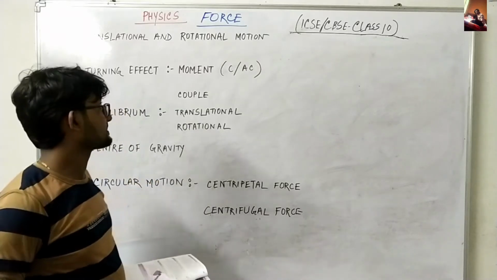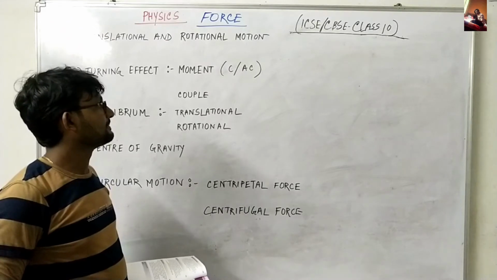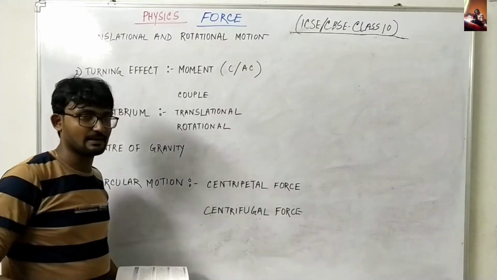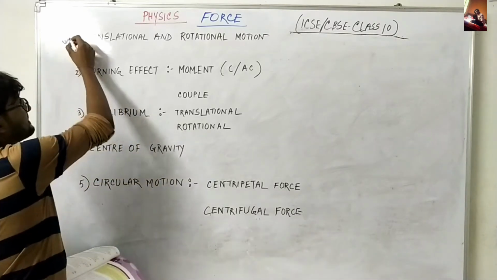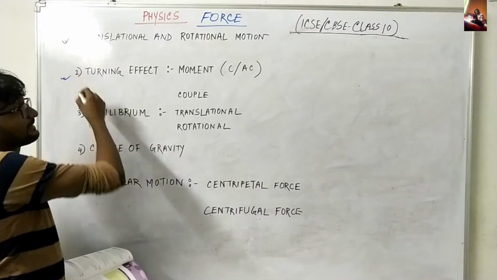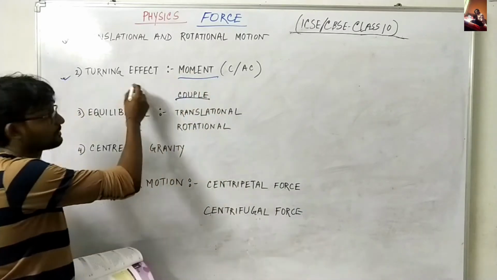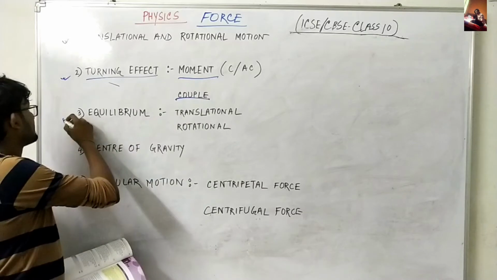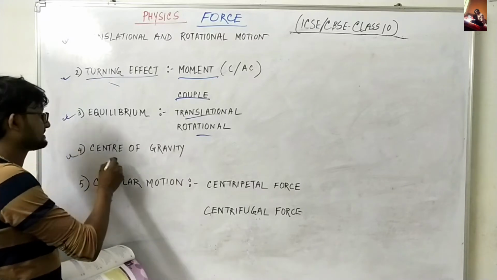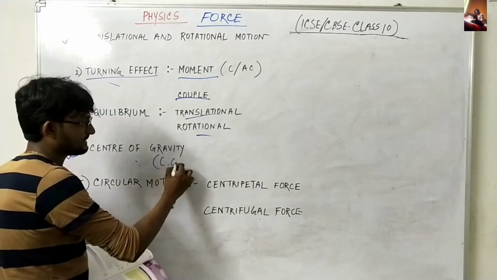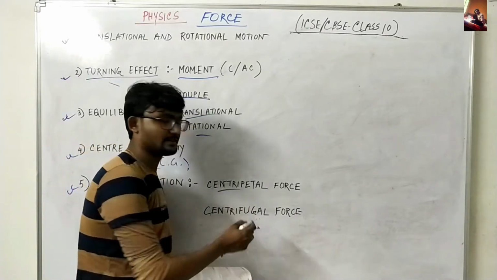In today's class, I'm going to discuss force, which is included in the class 10 syllabus, and mainly the parts that you need to know before we go into the chapter: what is translational and rotational motion, what is the turning effect, with terms like moment and couple. These are all included in the turning effect part. Number 3 is equilibrium, translational and rotational. Number 4 is CG, that is center of gravity. And number 5 is circular motion, that includes centripetal as well as centrifugal force.